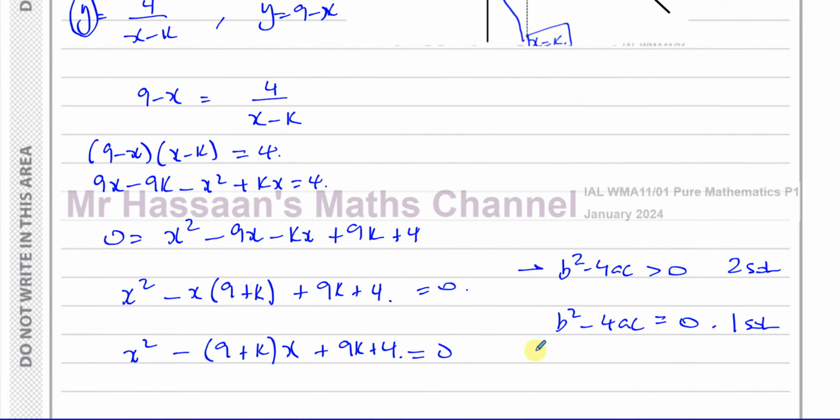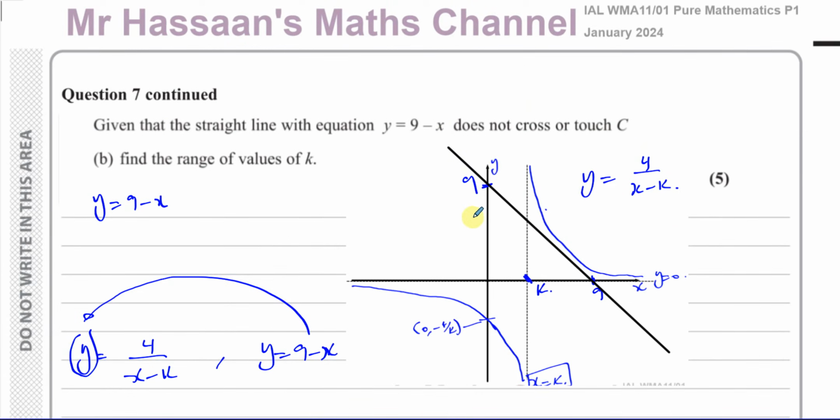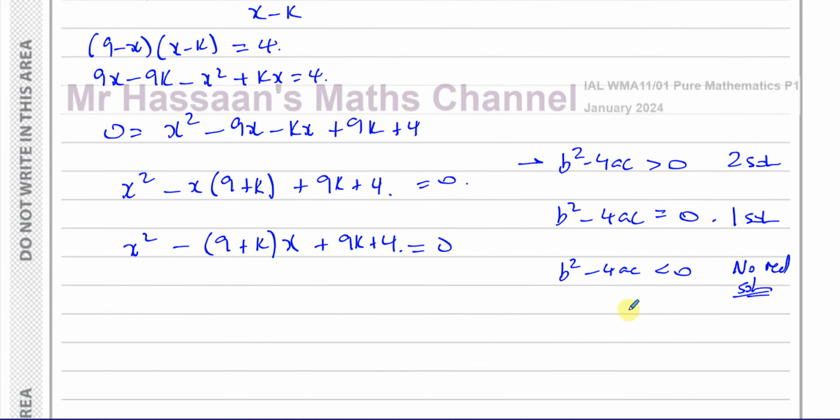But we want to find the case where b squared minus 4ac is less than 0. When the discriminant is less than 0, there's no real solution to this quadratic equation. When there's no real solution, that means the line will not touch nor intersect with the curve, and that's what we want to find. It does not cross or touch the curve. So we want to find the case where b squared minus 4ac is less than 0.